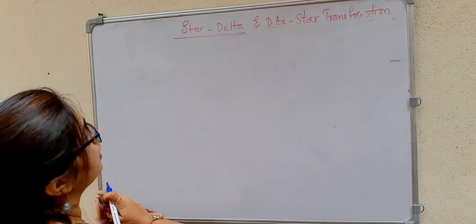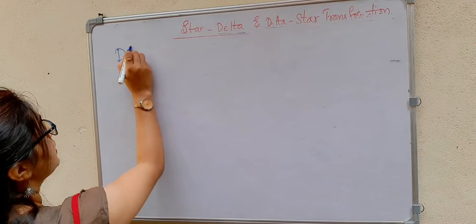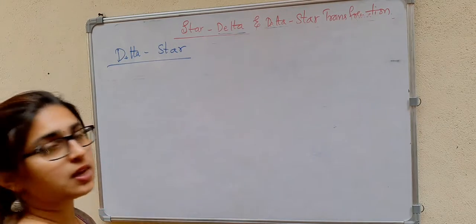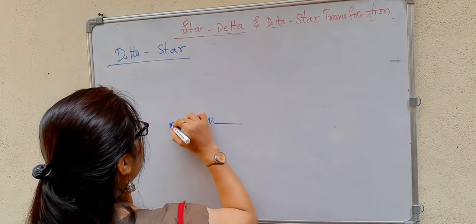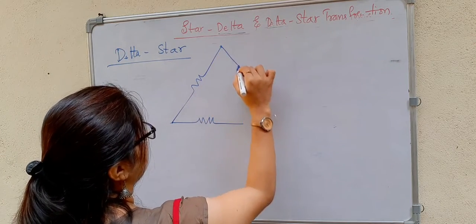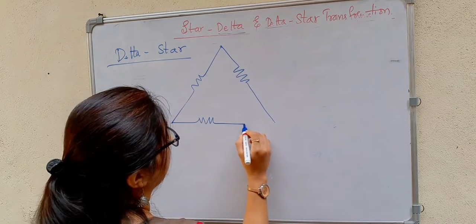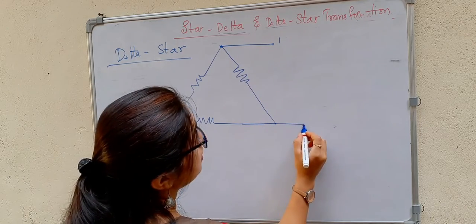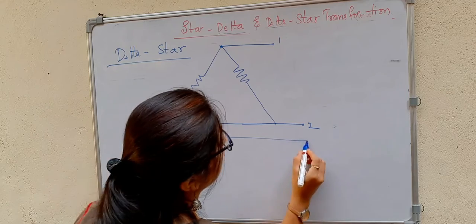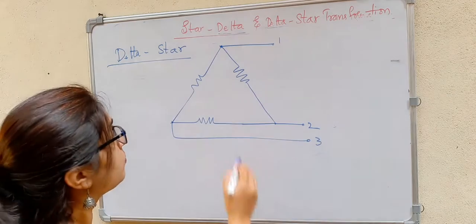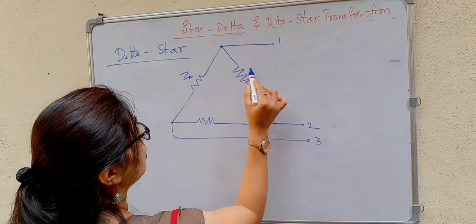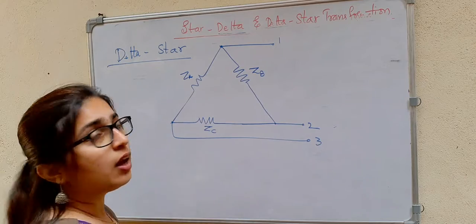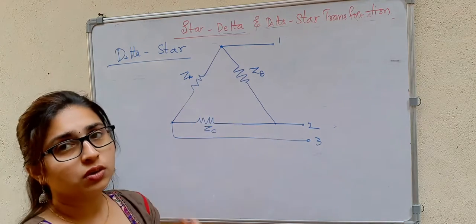We'll start with delta to star. Delta to star connection. So now I will consider the delta connection first. This is your terminal 1, this is terminal 2, this is terminal 3. This is ZA, this is ZB, this is ZC, and I have to convert this delta to star.